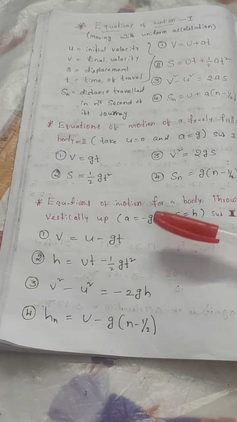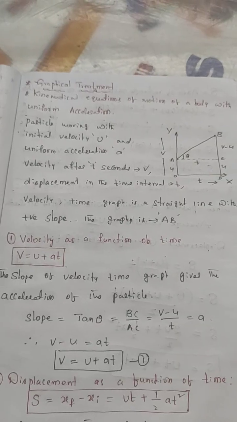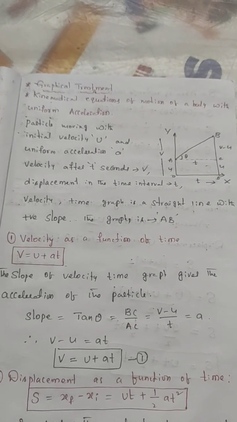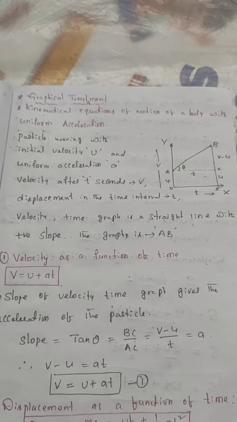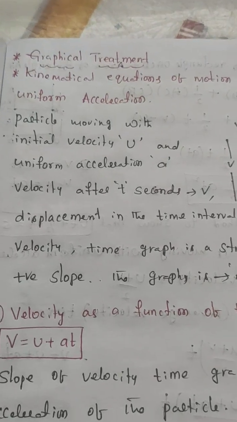Next, the fourth one: Sn equals u minus g into n minus half, where instead of a we put minus g. These are the equations of motion in the case of a body thrown vertically up. These equations of motion we will prove using the graphical method, graphical treatment.